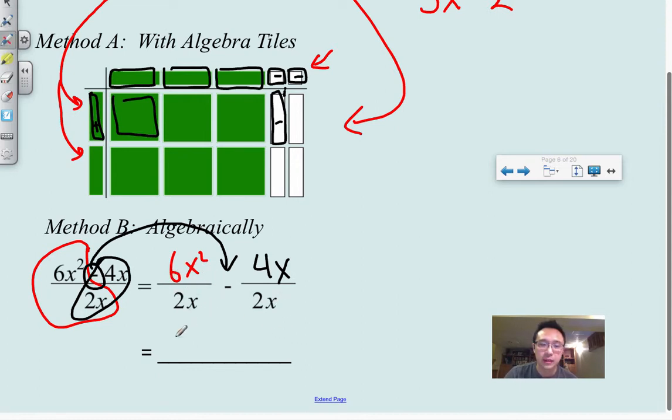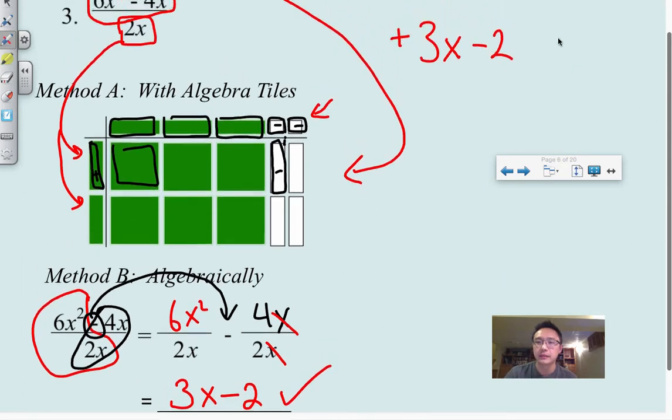6 divided by 2 is 3. X squared divided by x is x. Subtraction sign is going to be here. 4 divided by 2 is 2. X's will cancel out. That's your answer. It's exactly the same from there to there.